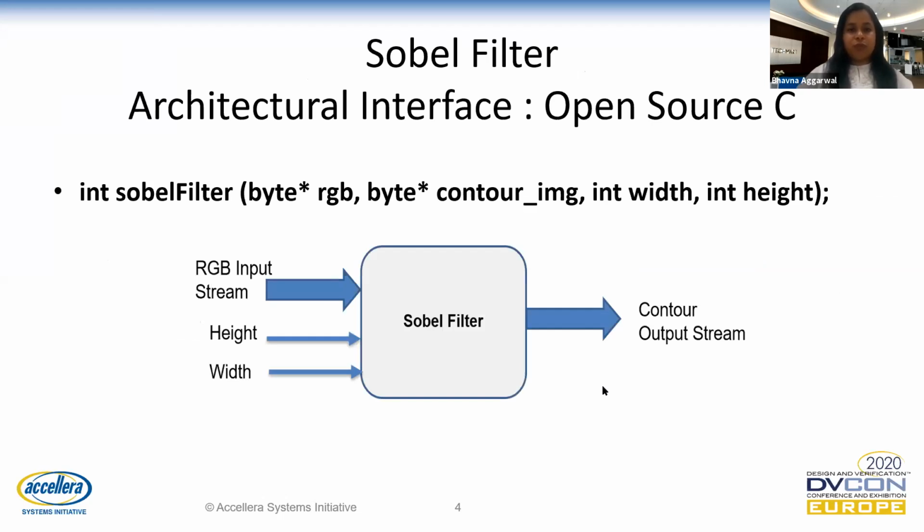The C-based software design from GitHub invokes the operator using the interface or function call shown here. The function takes in 3 inputs in the form of RGB, width, and height. RGB is nothing but the binary data stream of the input colored PNG image. Width is the input for horizontal resolution. Height is the vertical resolution of the image. And the resultant output, the convoluted output, or we can call it gray data, is the filtered result of this operator.